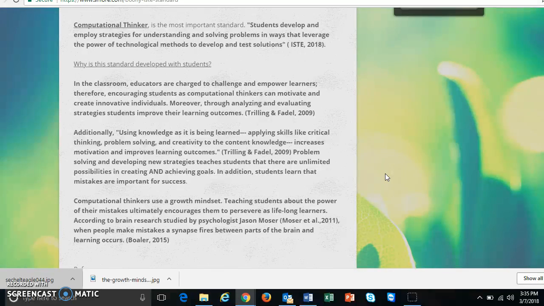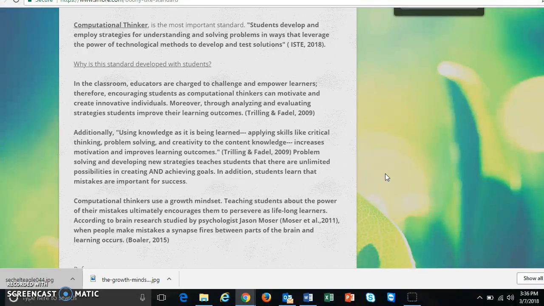Problem solving and developing new strategies teaches students that there are unlimited possibilities in creating and achieving their goals. In addition, students learn that making mistakes is important for success. Lastly, computational thinkers use a growth mindset. Teaching students about the power of their mistakes ultimately encourages them to persevere as lifelong learners.